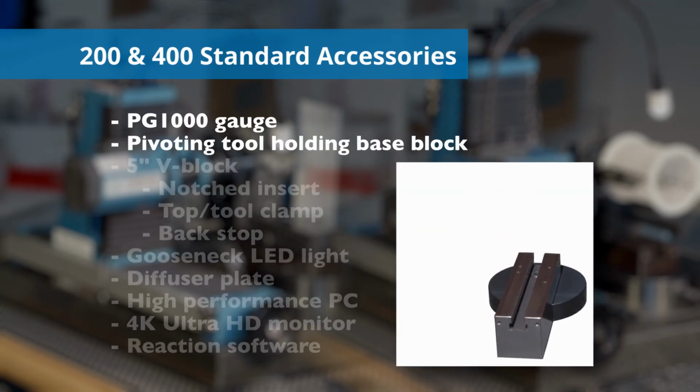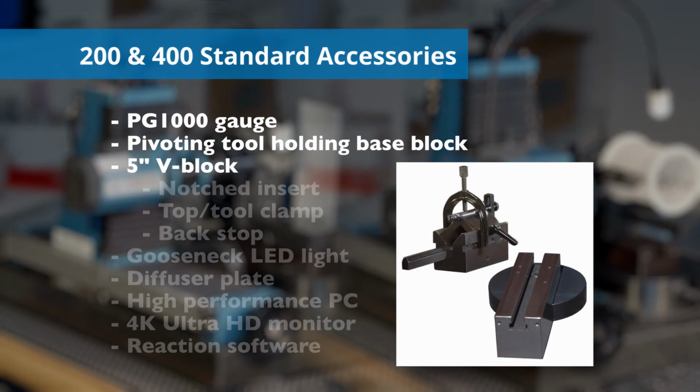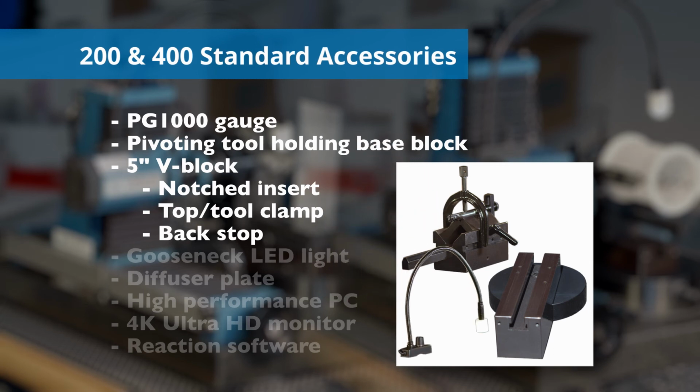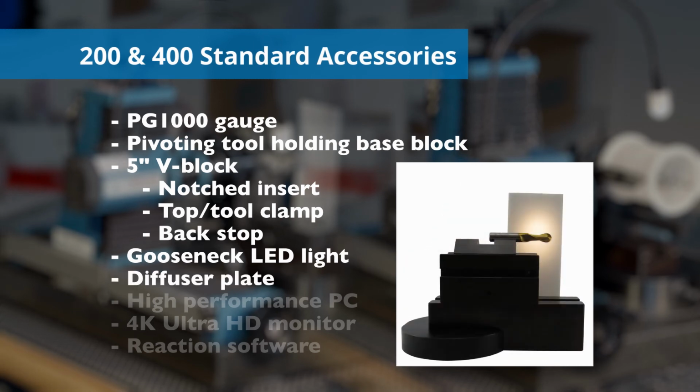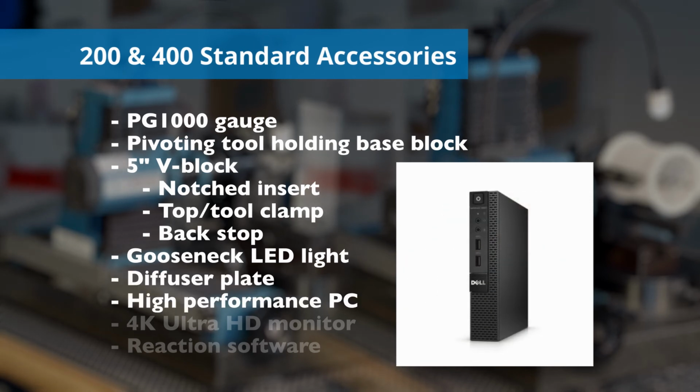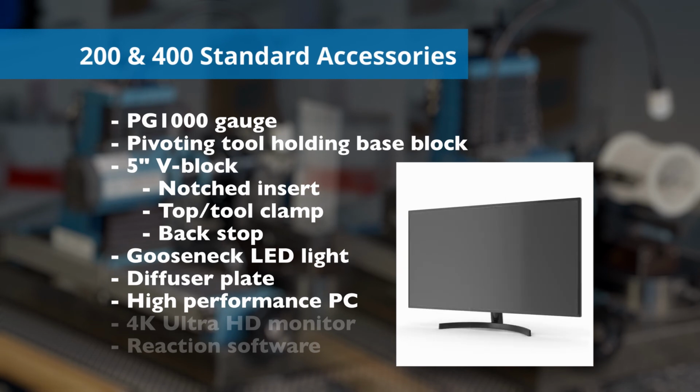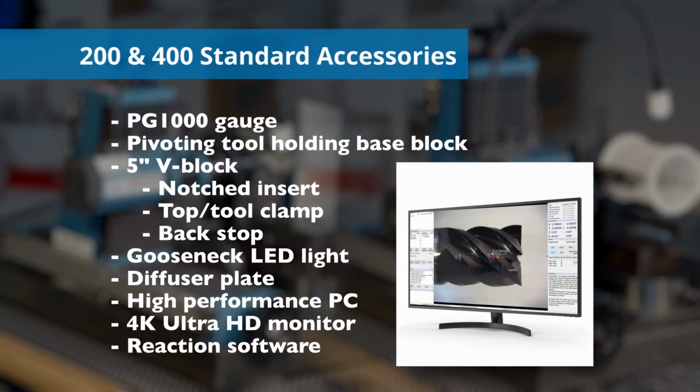a pivoting base block for tool holding fixtures, a 5-inch V-block assembly which includes a notched V-block insert, a top or tool clamp, and a carbide tipped backstop. You'll also receive a variable intensity 18-inch gooseneck LED work light with a diffuser cap. You'll get a magnetic white diffuser plate, a high-performance PC, a 4K Ultra HD monitor, and Reaction software with free upgrades for life depending upon your hardware.